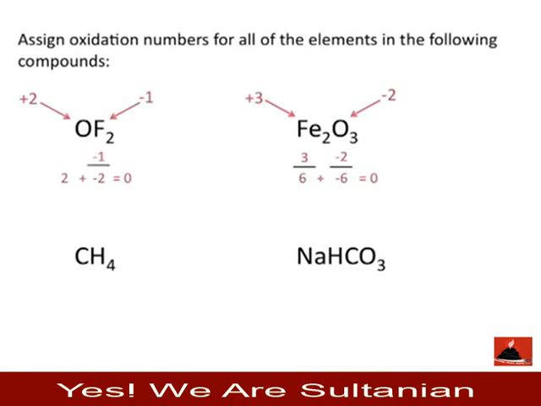Looking at our third example, remember that hydrogen normally has an oxidation number of +1 when combined with nonmetals. When we multiply this oxidation number by the total number of atoms of hydrogen in the molecule, this gives us a total of +4. Remembering that the sum of the oxidation numbers must be equal to 0 for a neutral compound, we know that the oxidation state for carbon must be negative.